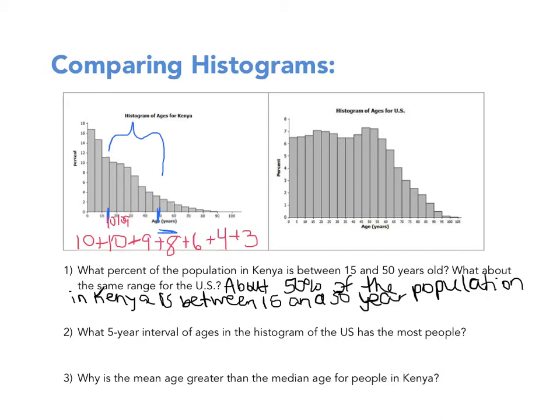Now that only answers one part of the question. There's also a second question right here that says, what about the same range for the U.S.? So I need to look between 15 and 50 on the U.S. histogram, and that's right about here. And it looks like this is going to be pretty different, but we'll see when we measure. So 15, let's say that's a 7. 20 to 25, let's again say that's a 7.